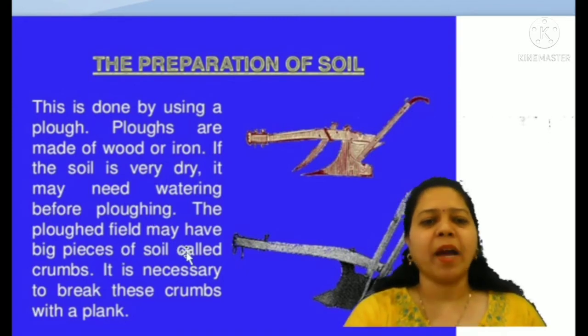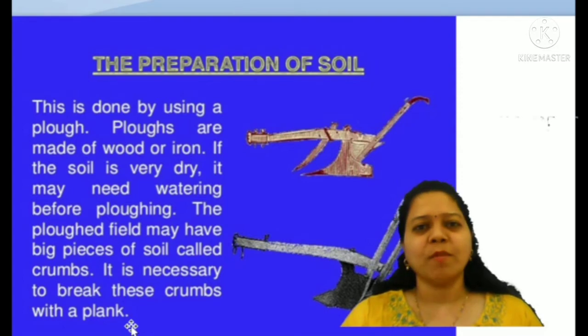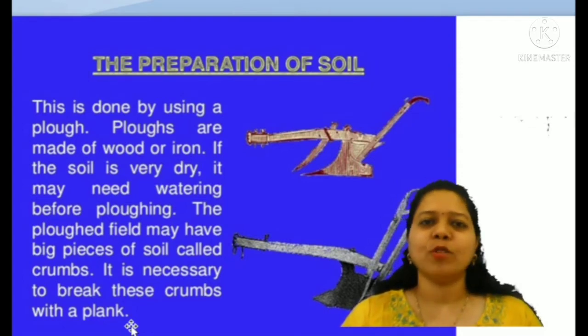The ploughed field may have big pieces of soil called crumbs. It is necessary to break these crumbs with a plough. When we are loosening the soil, some bigger soil particles are there, and those are nothing but the crumbs. It is necessary to break those crumbs with the help of this plough, so that it will help to loosen the soil.